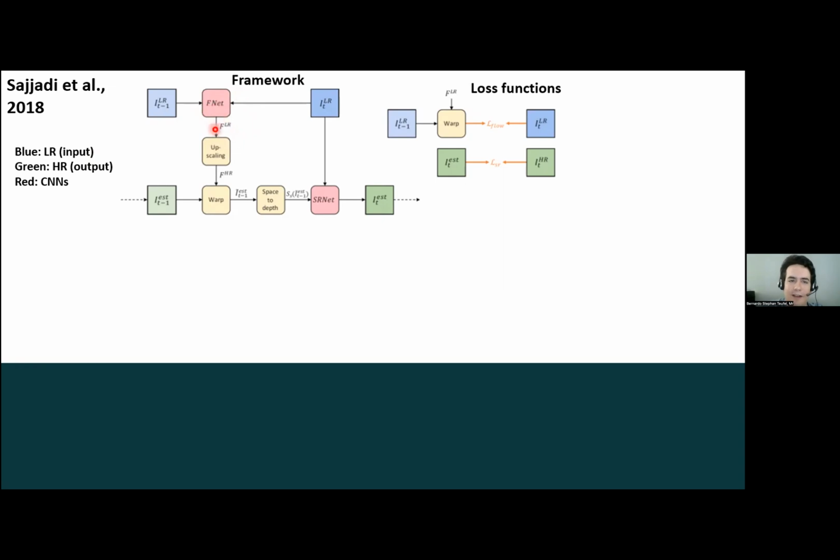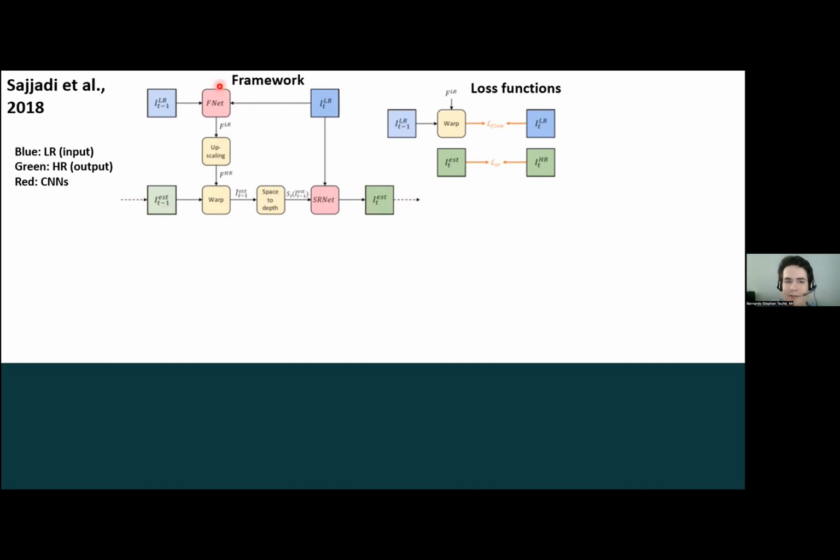Once they have the optical flow at low resolution, they just upscale it linearly to high resolution. They apply this flow to the previous estimate at high resolution. Then they transform this back to low resolution, input it into SRNet, which is another neural network, along with the current estimate at low resolution, and this will produce the new estimate at high resolution. Those are the results that you saw on the previous slide, and it's called recurrent just because then we take this new estimate and this becomes the input for the next time step.